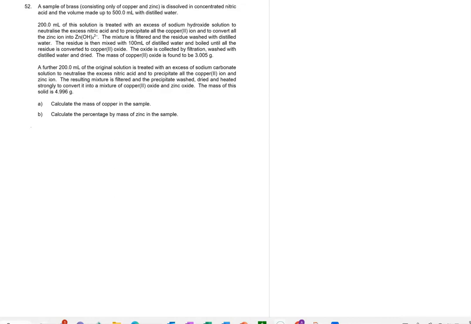So a sample of brass consisting only of copper and zinc is dissolved in concentrated nitric acid. Now, we haven't done this reaction, so you're at this moment thinking, I don't know the reaction, but that's okay. Let's read on. What we have to understand is that the copper and the zinc have dissolved in the nitric acid. That's all we need to take away from that.